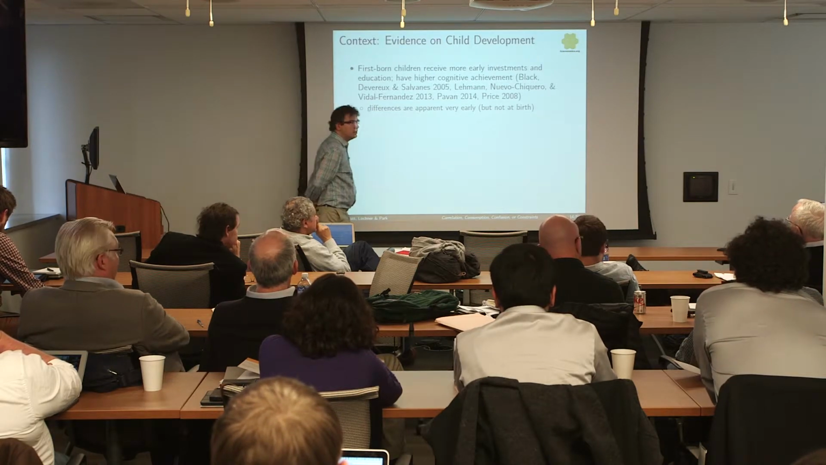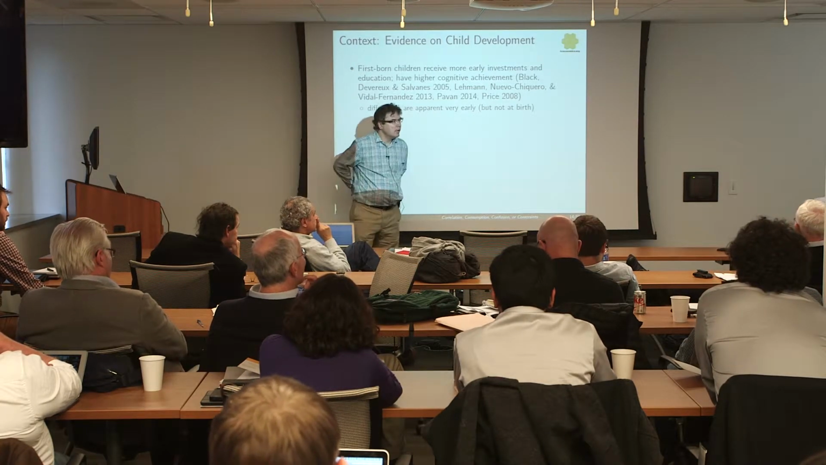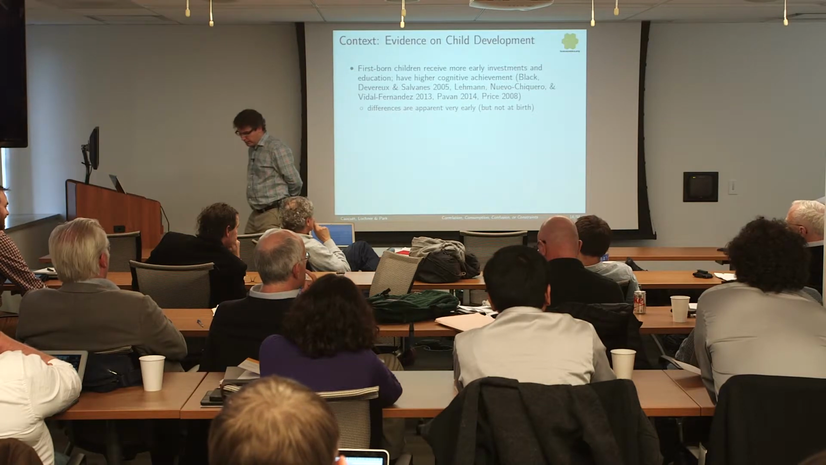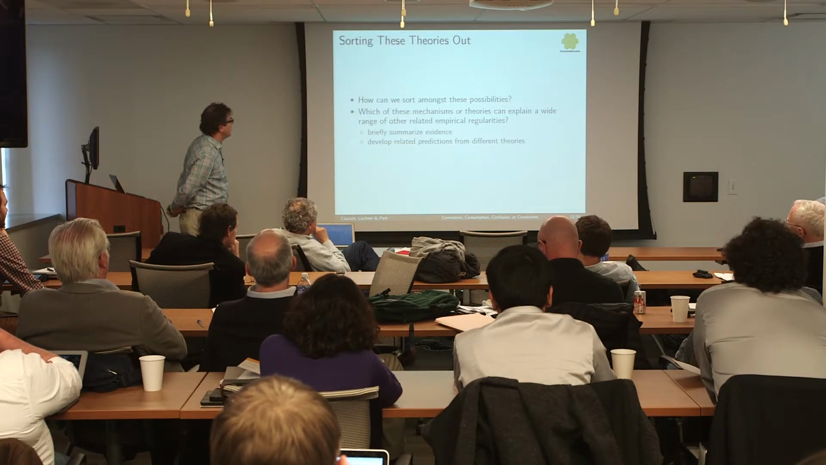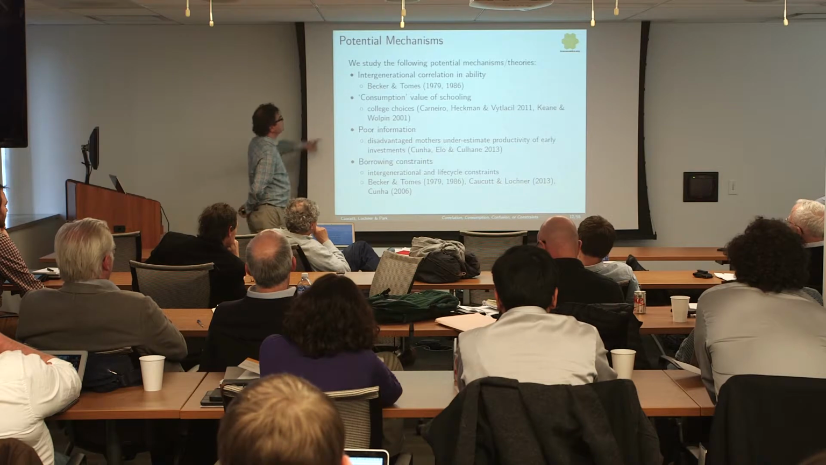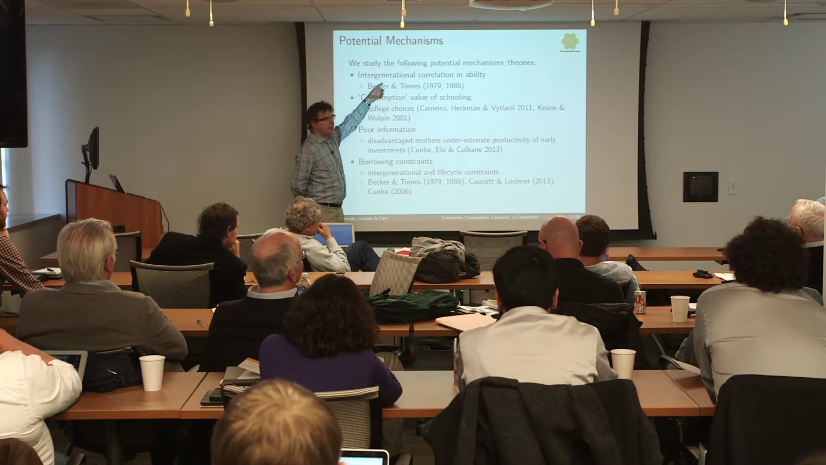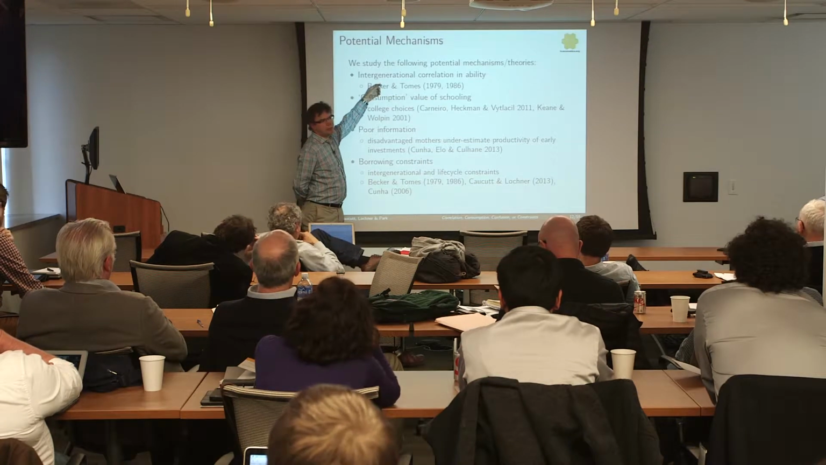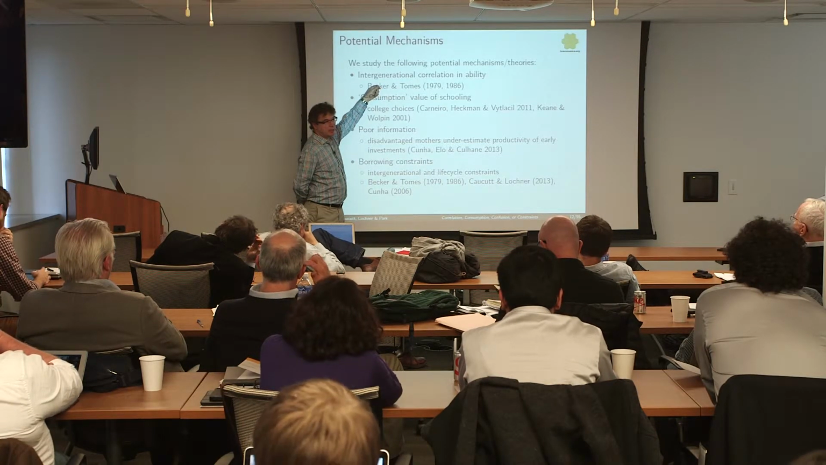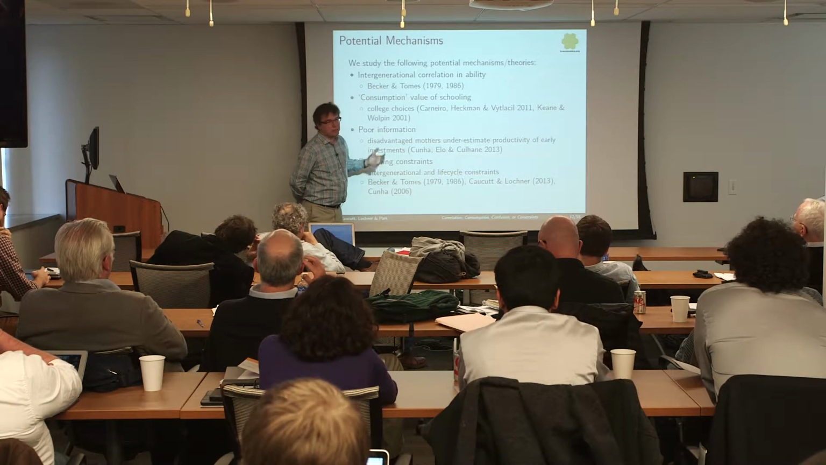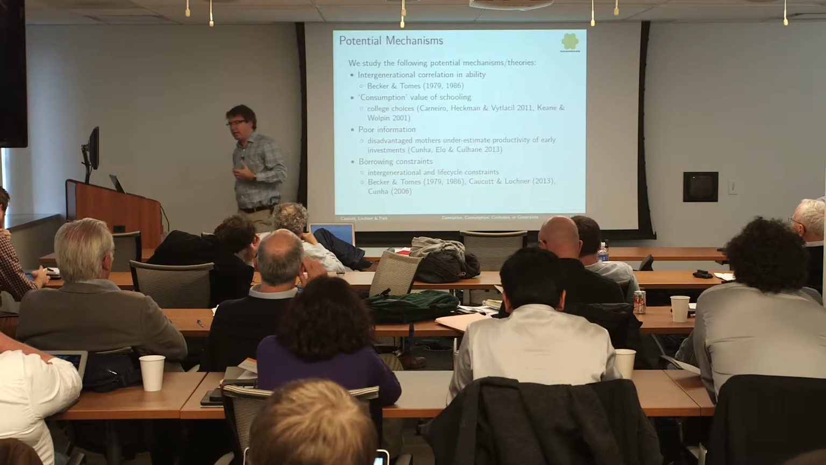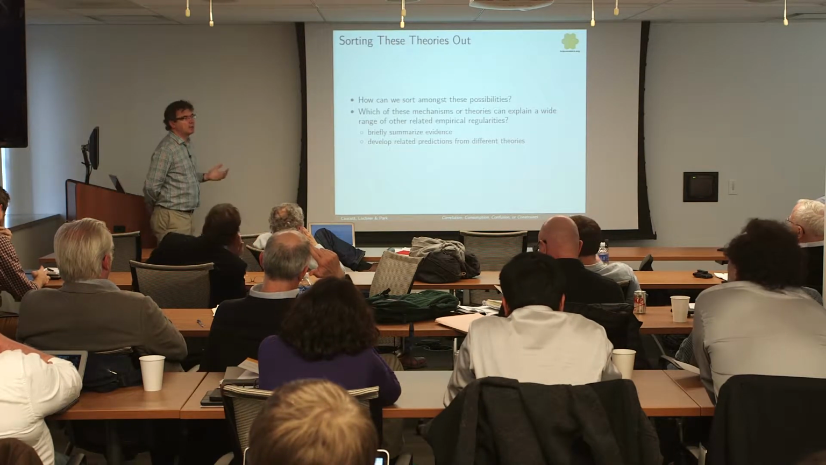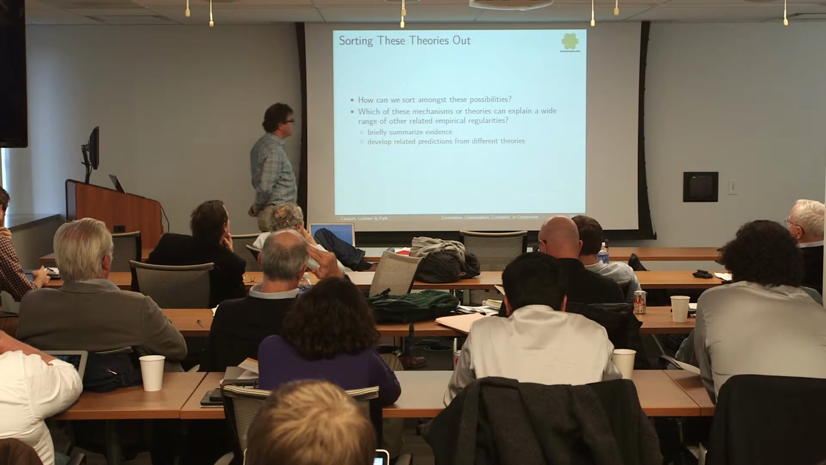Aldo's too polite, so I'm going to ask it. What about genotypic variation? Yeah, so that's what I'm going to call intergenerational correlation in ability. I'm going to do it in a very simple way, which is to ask, if we think parental income is correlated with the ability of the child, how is that going to help us understand, what will that help us understand? Extremely simple.